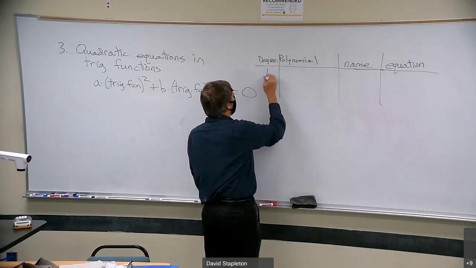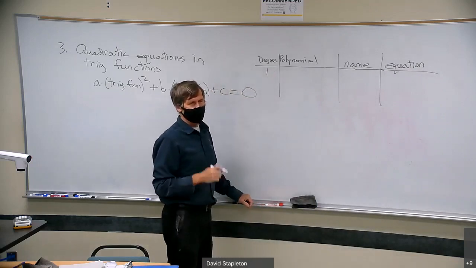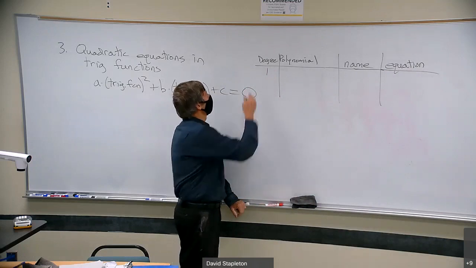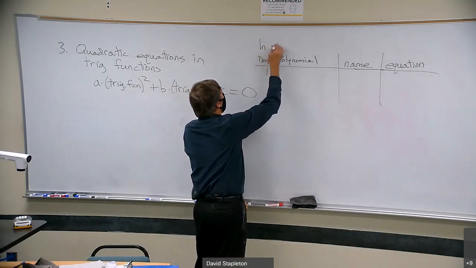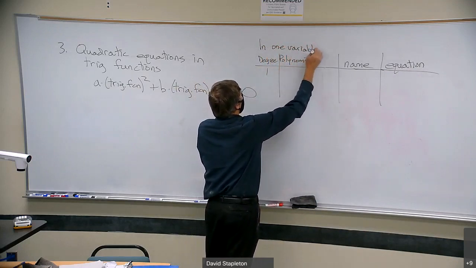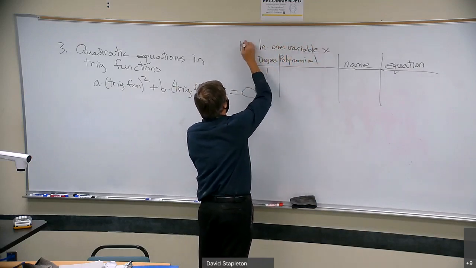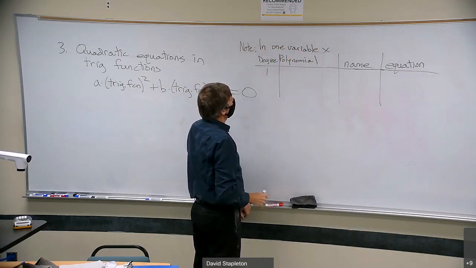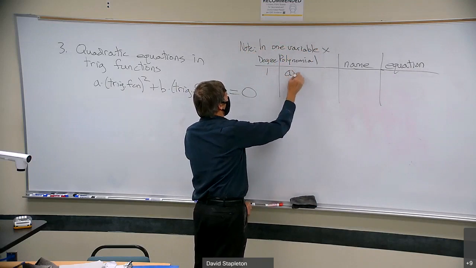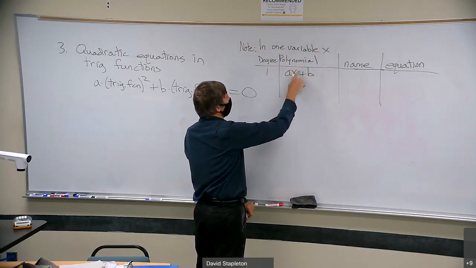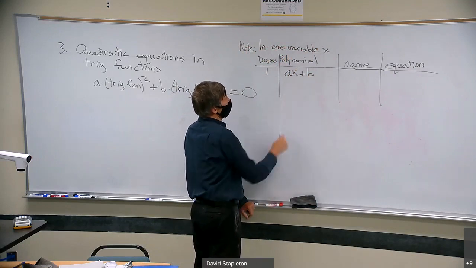What's a first degree polynomial mean? Do you remember that from algebra? In one variable x. Do this in more variables too. And again, this is just a note to generalize what we're doing. A first degree polynomial is a number times x to the first power plus a number, right? Just call it ax plus b. First degree because the highest power of x is 1.